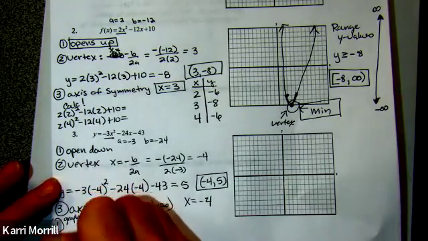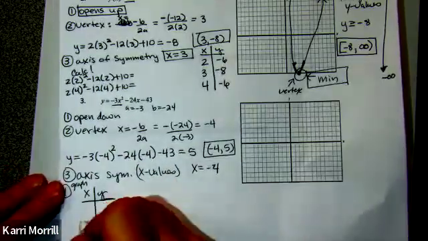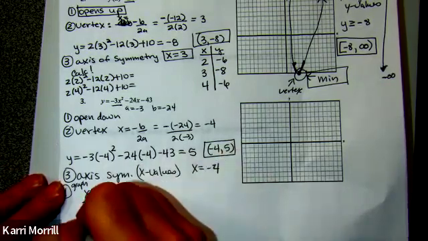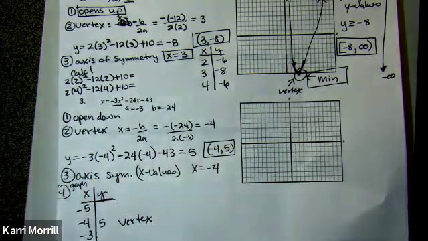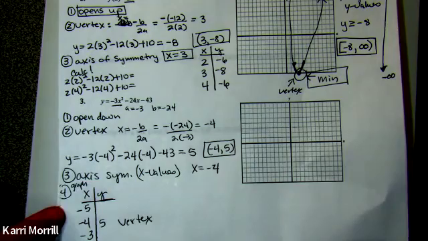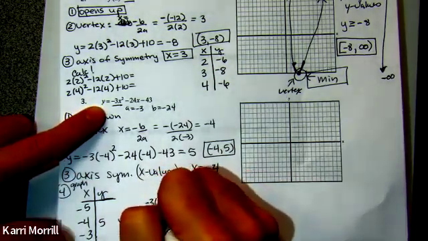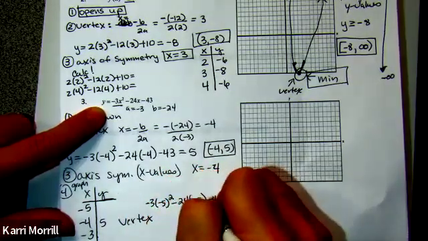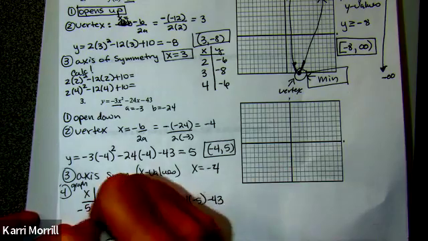And with graphing, I don't just choose totally any number that I want. I always use my vertex part that I found, and I choose one before and one after it, maybe -5 and -3. Then I plug those values into that equation to solve. So -3 times -5 squared minus 24 times -5 minus 43. Plug that into your calculator and you get, did I write 5? Yes, I did. Okay, and you get 2.